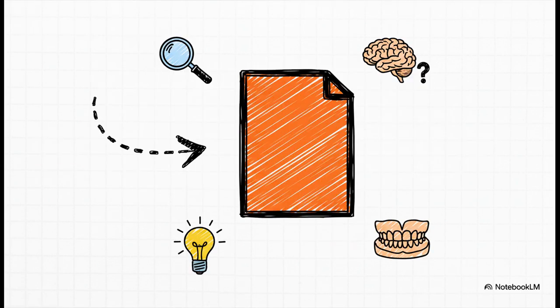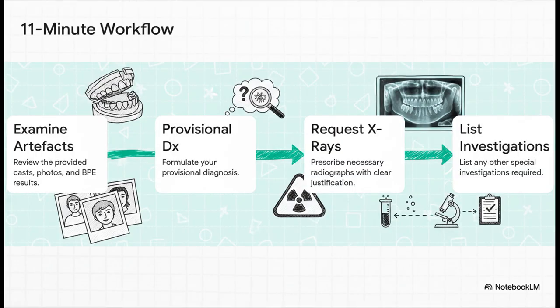Your focus now shifts. It's time to pick up that set of orange forms in your folder. That color is your signal that you are officially in the investigation and provisional diagnosis stage. The absolute key here is to be systematic. You'll examine the artifacts they give you, you'll write down a provisional diagnosis, you'll justify any radiographs you need, and you'll list all the other investigations. Seriously, following this workflow is the best way to use your 11 minutes.